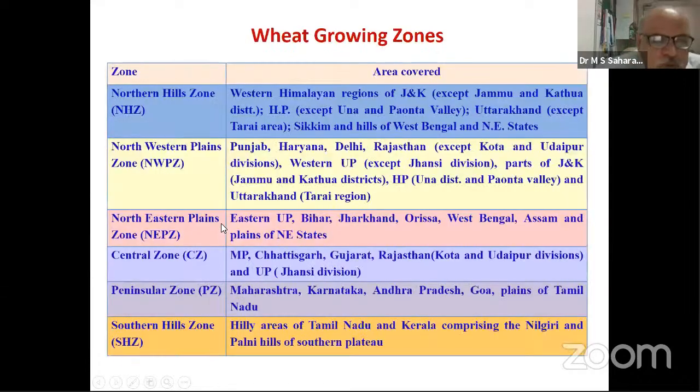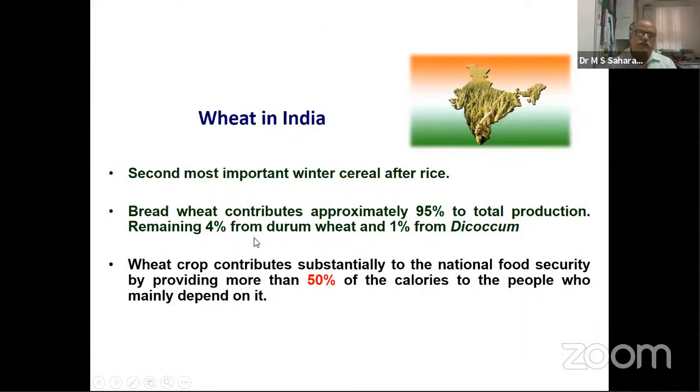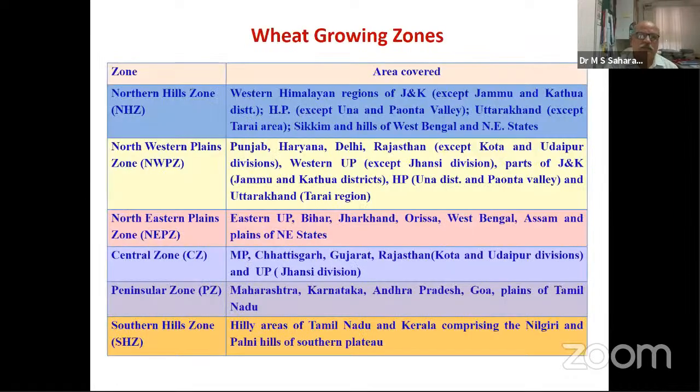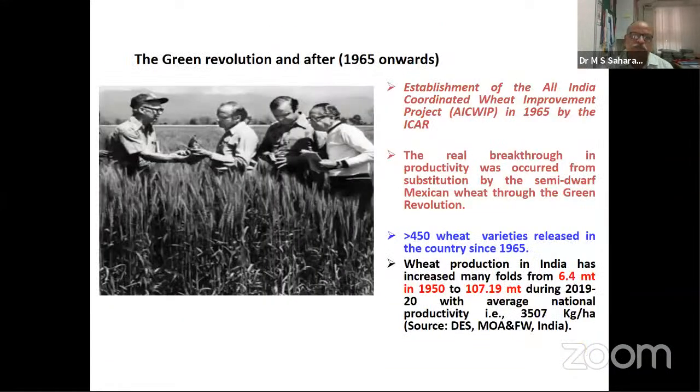So we all know wheat is an important crop in India, the second most important after rice. Go to next, please. There are 6 wheat growing zones in India, and due to climate, there are different biotic stress problems, so different diseases in different zones. More than 450 varieties have been released in the country since 1965. Wheat production has increased from 6.4 million tons in 1950 to more than 107 million tons last year, and this is likely to increase further.